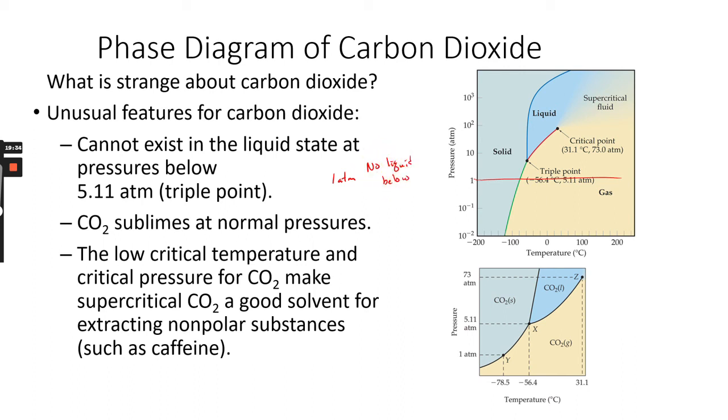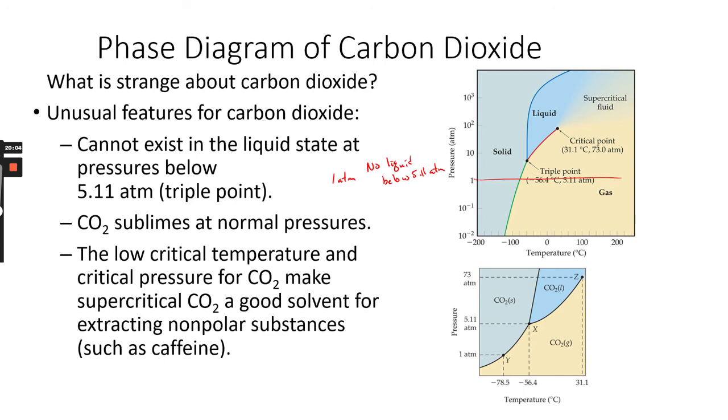Below 5.11 atmospheres. So this is why carbon dioxide sublimes at normal pressure. So you keep it cold, it's a solid. As soon as you take it out and it warms up, it'll turn into a gas. That's why they use it when they ship food through the mail. It keeps the food cold, but it doesn't melt and form puddles everywhere. It just turns into a gas and evaporates away.